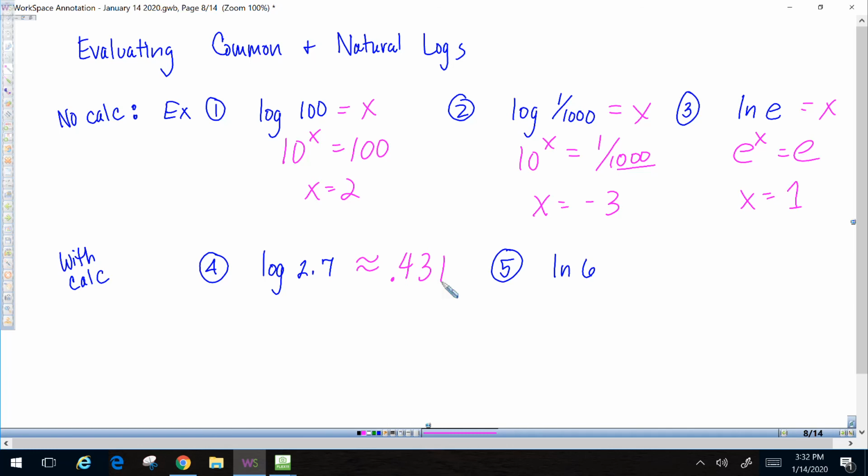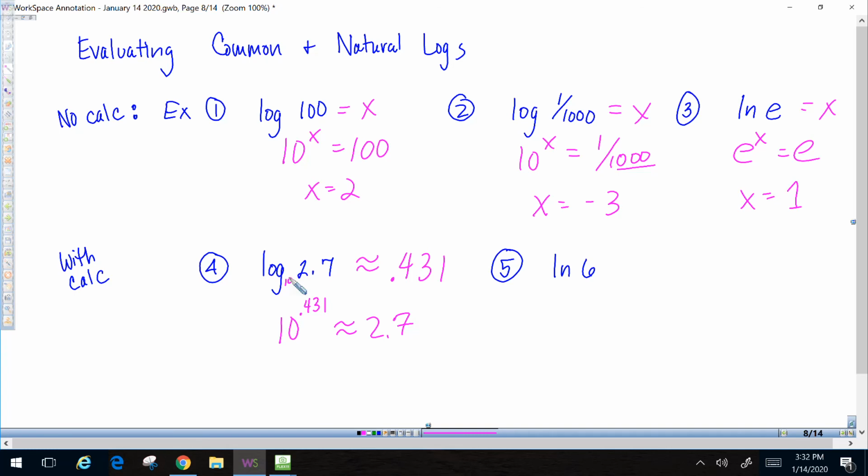So what does this mean? This means if I raise 10 to the 0.431, it would be about 2.7. That's what that means. Where did you get the base? If there's no number written, it's assumed to be base 10, because that's the common log.